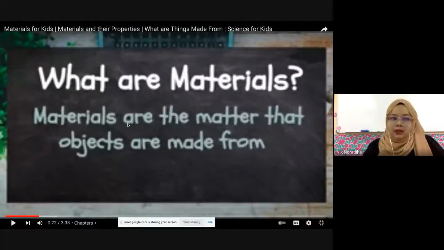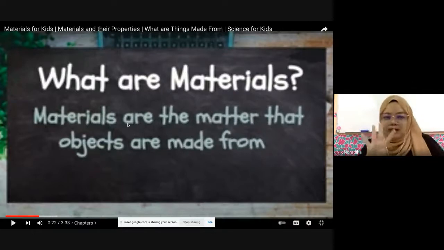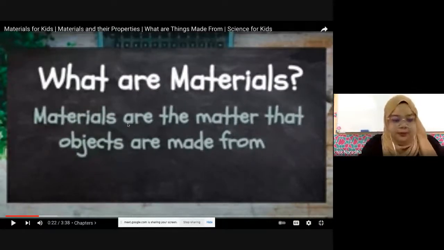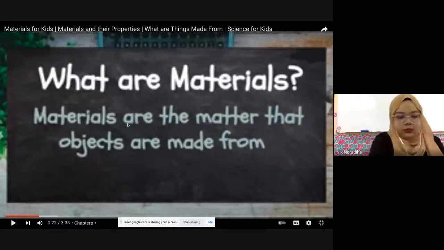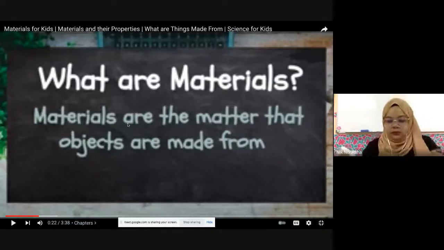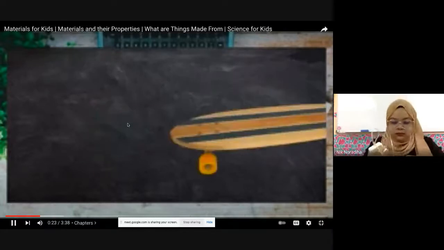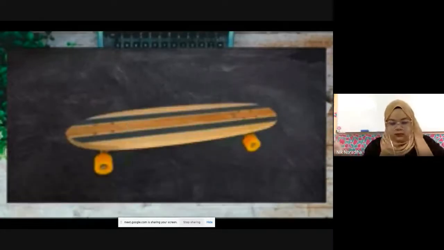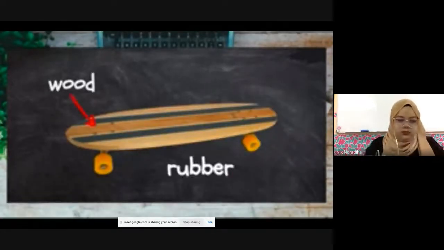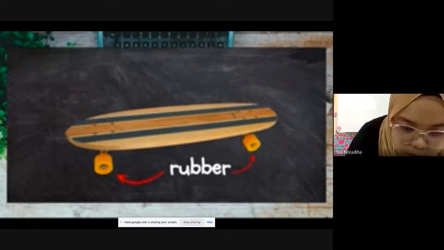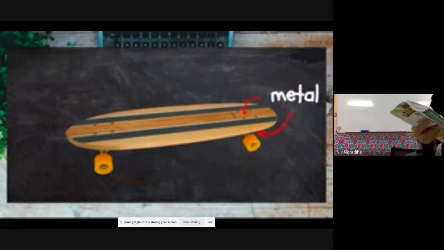Okay, so today we are learning about four basic sources of the materials. Where do those materials come from? Take this skateboard, for example. The board is made out of wood, the wheels out of rubber, and the screws and truck connecting the wheels are made from metal. Those are the skateboard's materials.